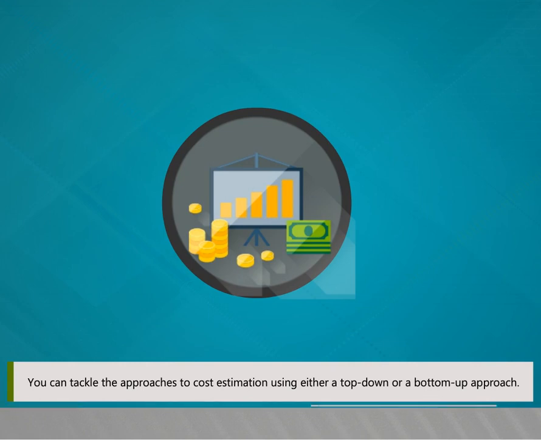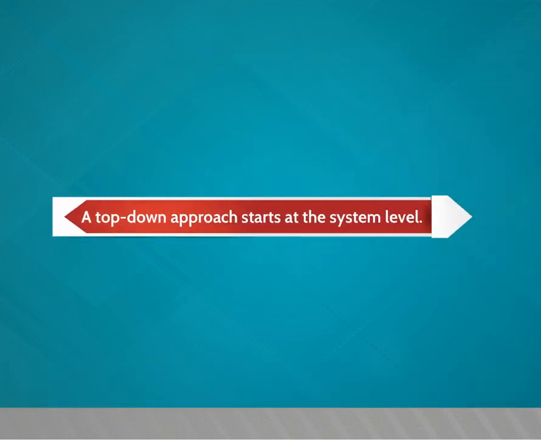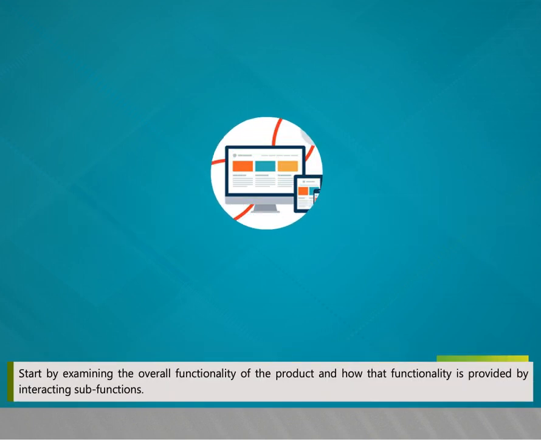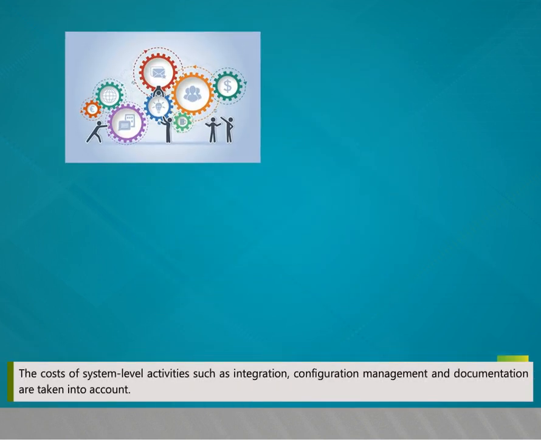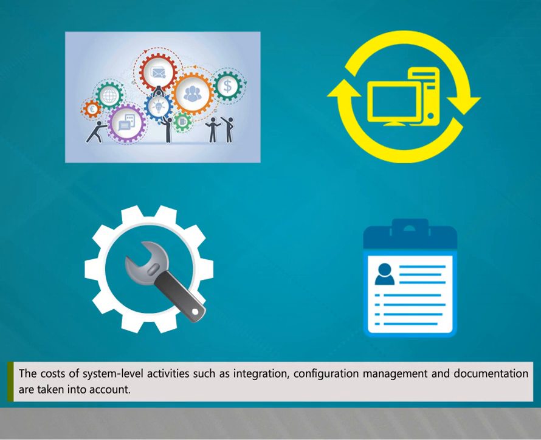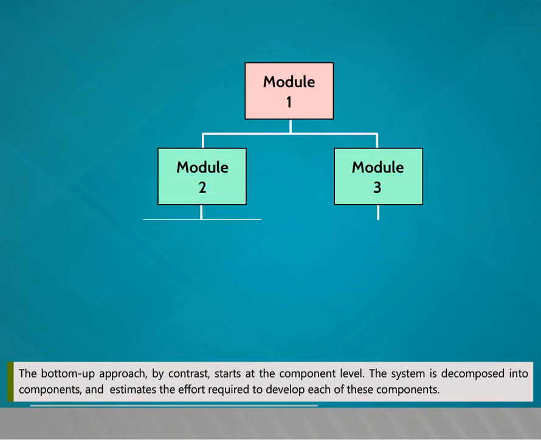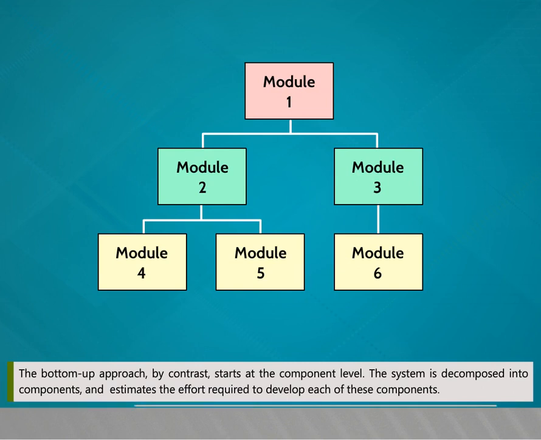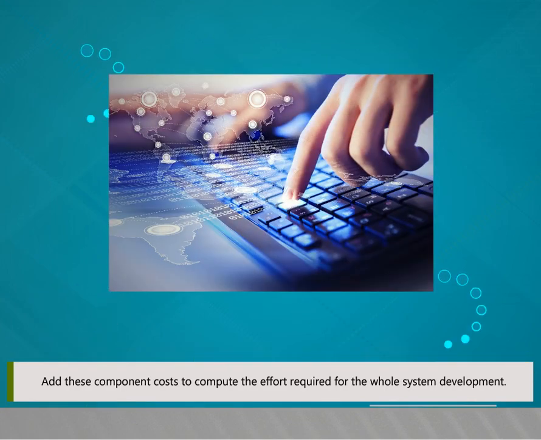You can tackle the approaches to cost estimation using either a top-down or a bottom-up approach. A top-down approach starts at the system level. You start by examining the overall functionality of the product and how that functionality is provided by interacting sub-functions. The costs of system-level activities such as integration, configuration management, and documentation are taken into account. The bottom-up approach, by contrast, starts at the component level. The system is decomposed into components and you estimate the effort required to develop each of these components. You then add these component costs to compute the effort required for the whole system development.